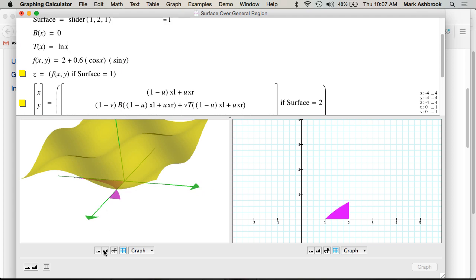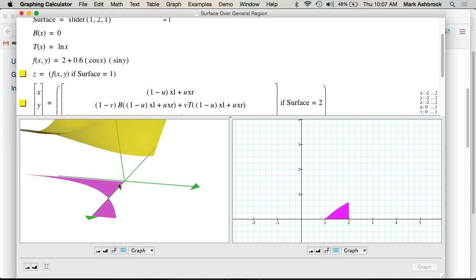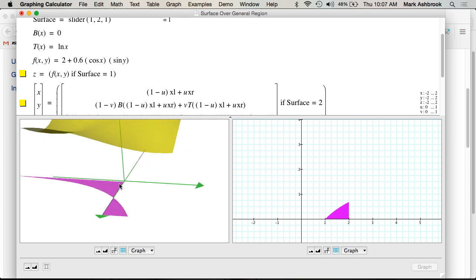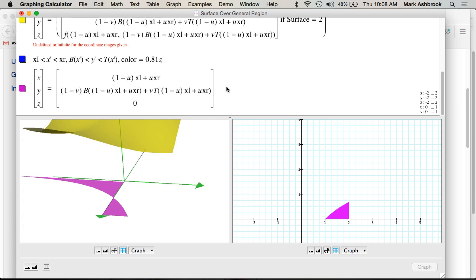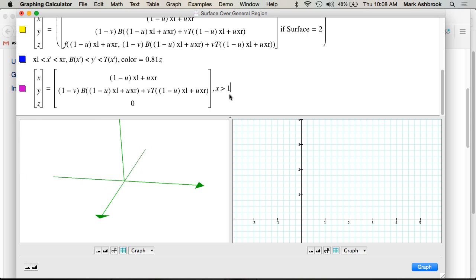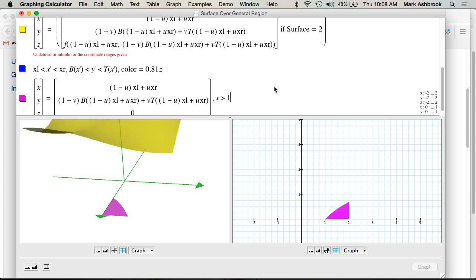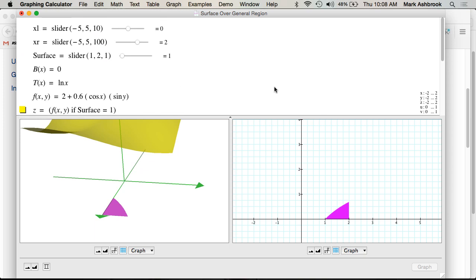All right, so we got some surface here. And I guess I got to start at 1 here. So this is y equals ln x. And then x equals 1, and x equals 2. So that's the same thing there.